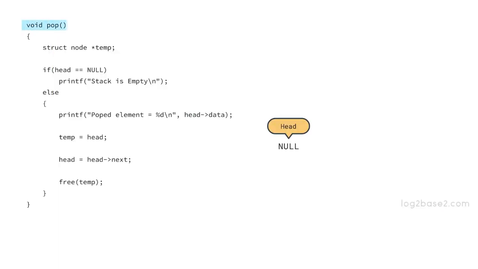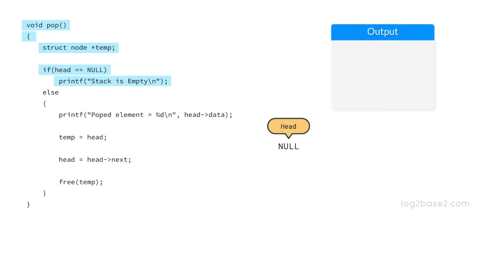Now call pop again. And in this function, first we check if head equal to null, and it is. So it prints pop operation is not possible since stack is empty. So that is how we can perform push and pop operation in stack using linked list.